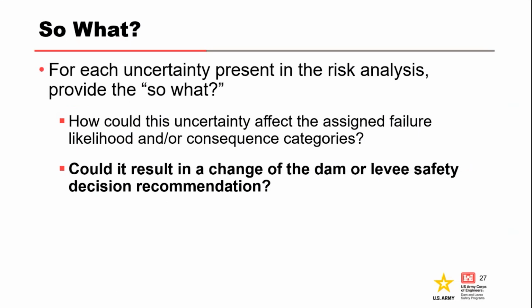So what? For each uncertainty present in the risk analysis, provide the so what. How could this uncertainty affect your risk in either the likelihood or the consequences category? And could it result in a change in the dam or levee safety case and recommendation? If you found out a key piece of information, could it affect what you recommend doing for your project?